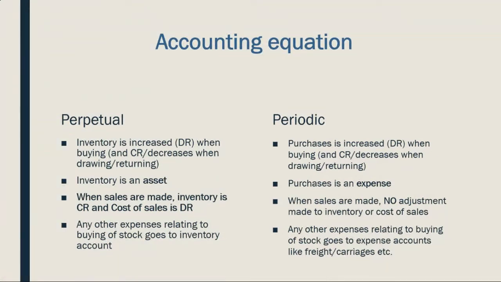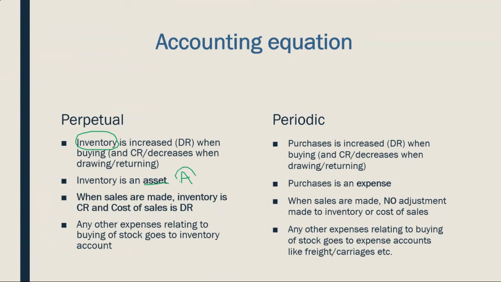Okay, so the first thing is, if we look at the perpetual inventory system, we increase inventory, which is an asset account. Inventory is being increased on the debit side when we buy something. As soon as we return something or the owner takes goods out of our business, which is also called drawings, then we decrease the inventory account. So if inventory is an asset, that means under the accounting equation, all the transactions that relate to purchasing as well as returns or any stock that has been taken by the owner would go against our assets category.